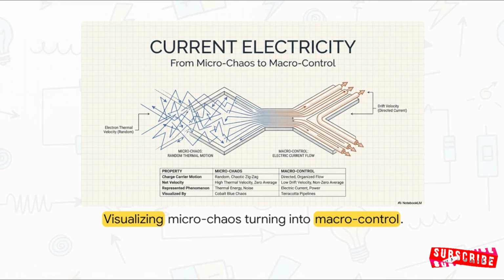You can actually see that transformation happening right here. Looking at the blue section, you see that thermal energy and noise. It's a chaotic, zigzagging mess of random thermal motion. But look at what happens as we move into those terracotta-colored pipelines. Applying an electric field creates a directed, highly organized flow. The net movement is suddenly pointing in one clear direction. And that directed current, that's what we call drift velocity.